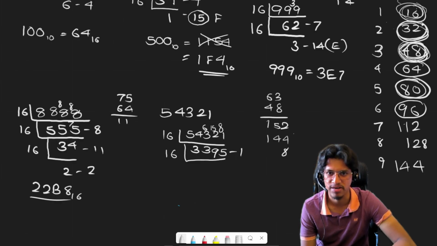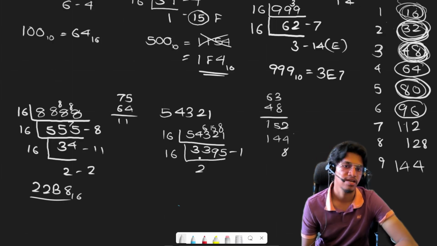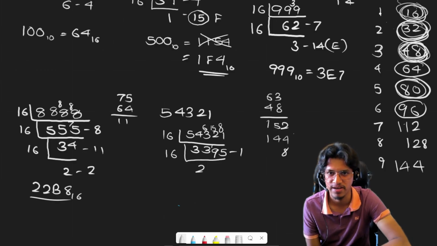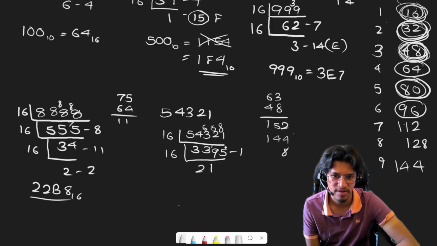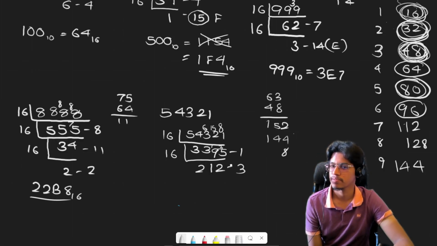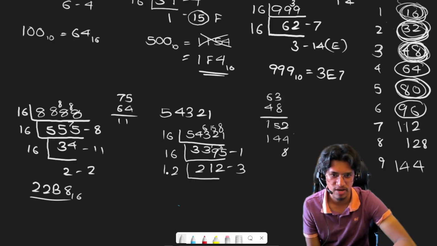Here we get 32. 33 minus 32 is 1. 19. For 19 we get 1, right? 1, and we get 3 balance. 35. For 35 we get 32, and that means 2. And 35 minus 32 is 3, right?